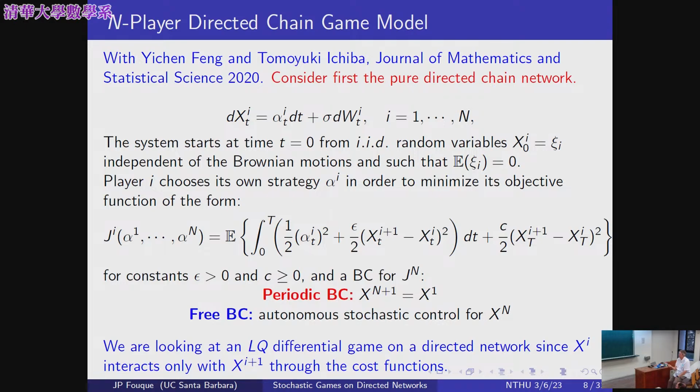So I just described that we are looking at a linear quadratic differential game on a directed network, with interaction exactly as I described. So we want to solve that and see what is happening. And solving means trying to find the Nash equilibrium for this game.